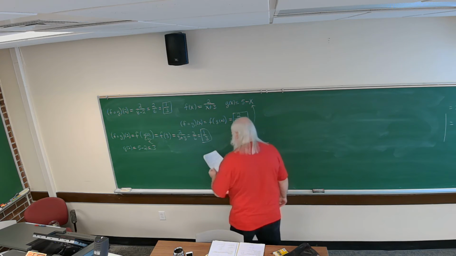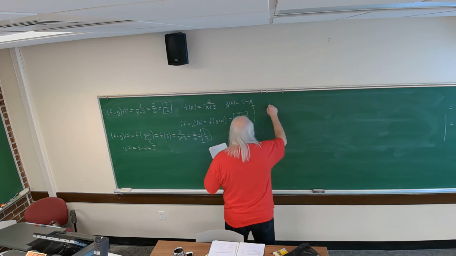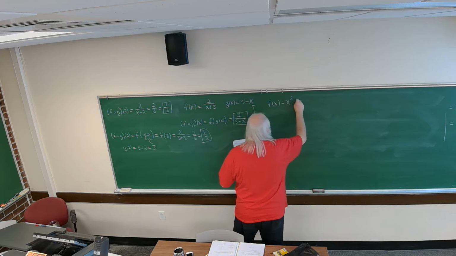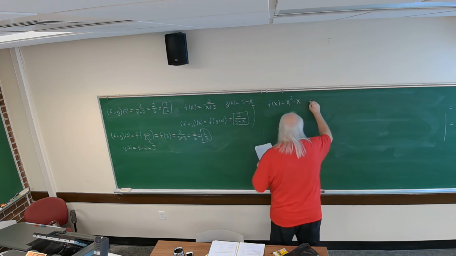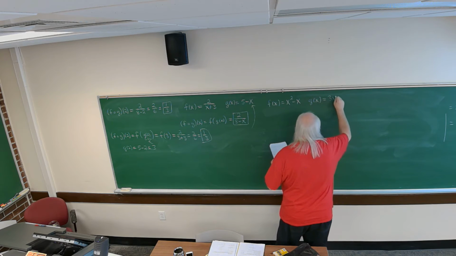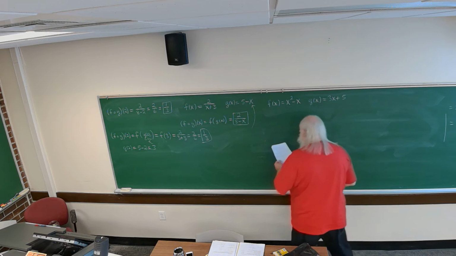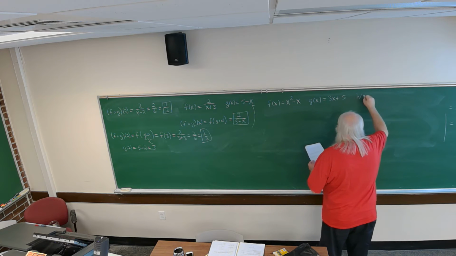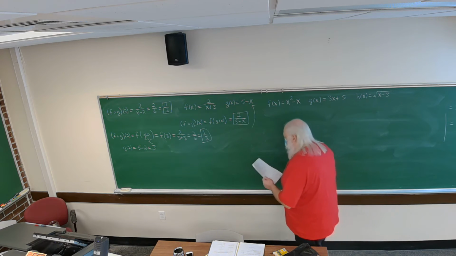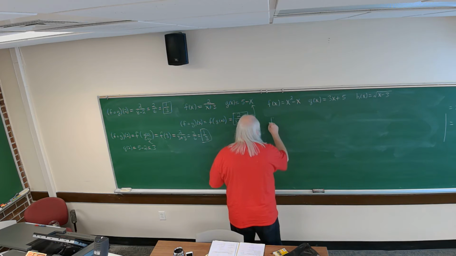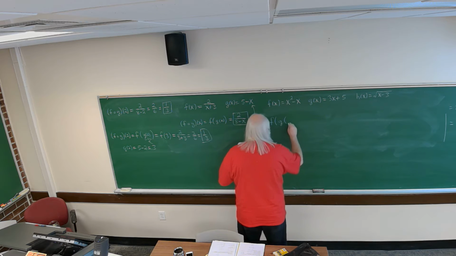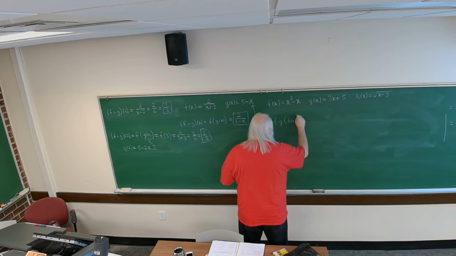We're given f of x is equal to x squared minus x. G of x is equal to 3x plus 5. And h of x is equal to the square root of x minus 3. Now we gotta find f of g of h of x.